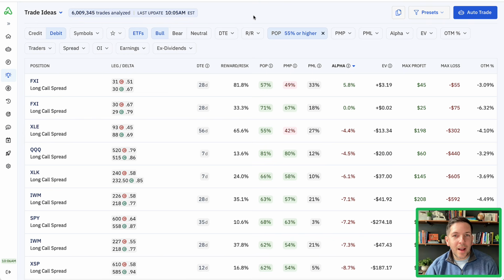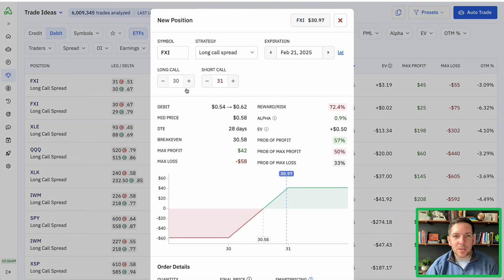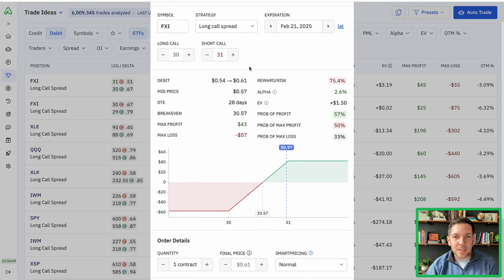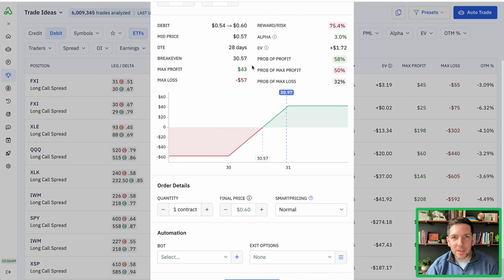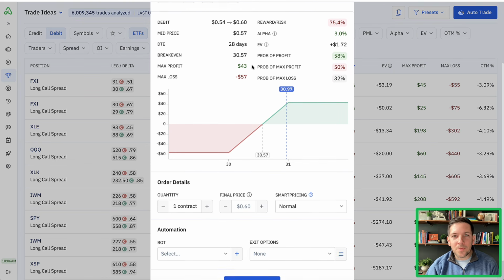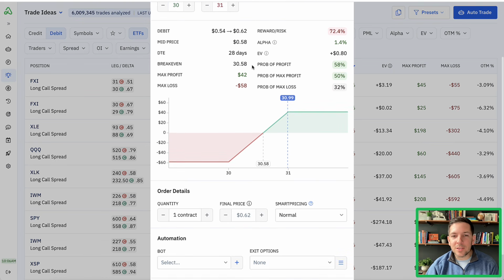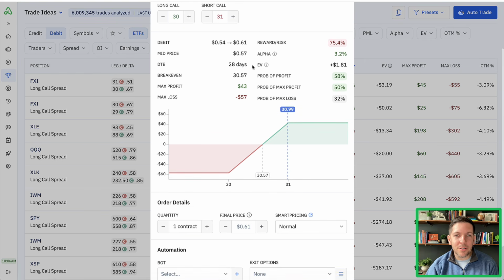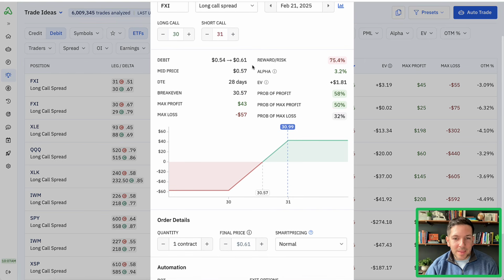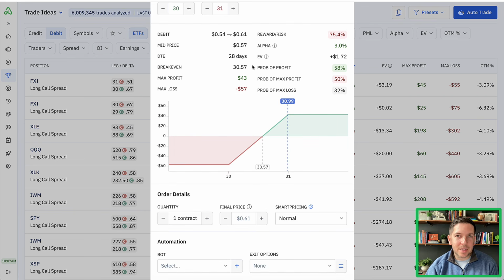So now what I'm doing is I'm taking the whole universe of all ideas that are inside of the platform, and I'm filtering those for debit spreads that are ETFs, only bullish positions, which would be long call spreads, and those positions with a probability of profit higher than 55%. So from here, I have a really targeted list that I can work from, and I can say, go through this list and sort or rank anything else that I want to, but let's just look at this top trade idea right here, which is the 30-31 long call spread in FXI. And you can see this one is not a bad trade. Maybe a trade that you might be willing to make. You just find a trade in here that fits your criteria, and then you can place that trade right inside of your bot, okay?